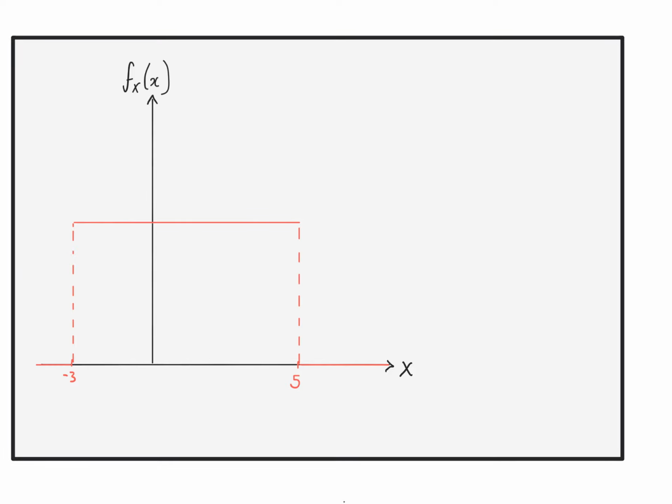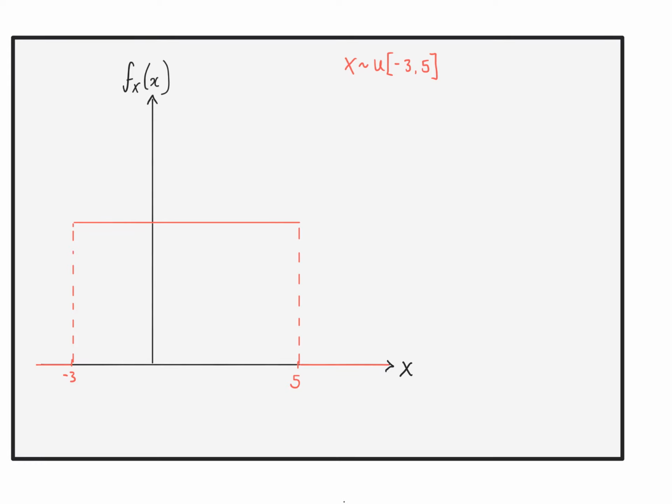So here we've got a random variable x, which is distributed with a uniform distribution between -3 and 5. And what that means is that there is an equal likelihood of x taking any value between -3 and 5, and there's a 0 probability that it'll be less than -3 or greater than +5.